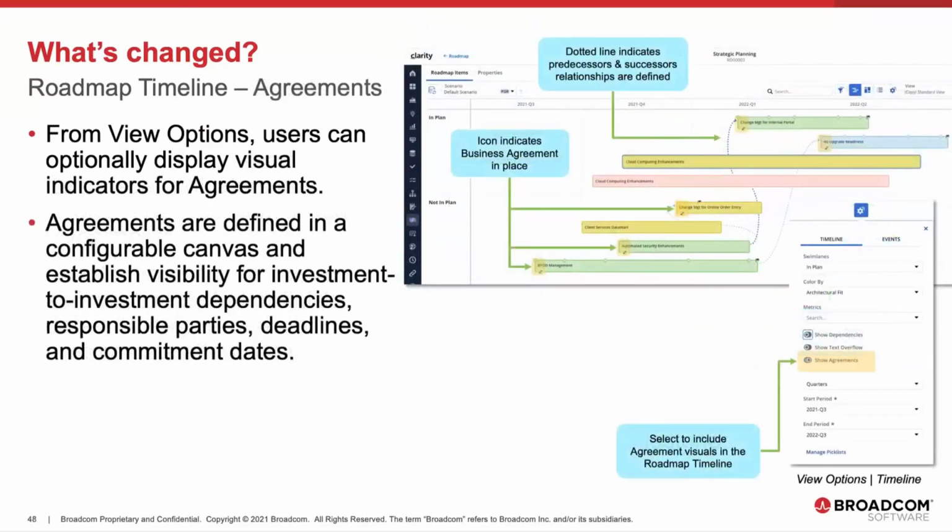Agreements. There's a new option within view options to show agreements. So agreements are really super powerful dependencies, if you will. Agreements are defined in a configurable workspace and establish visibility for investment dependencies, responsible parties, deadlines, and committed dates, to name a few things. You'll learn more about agreements in tomorrow's training session, but I wanted to let you know you can see the agreement icon and dotted dependency lines that indicate investments have formal relationships that are defined in agreement directly on the timeline there.